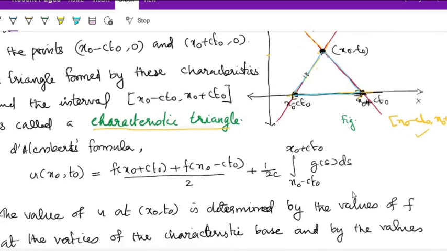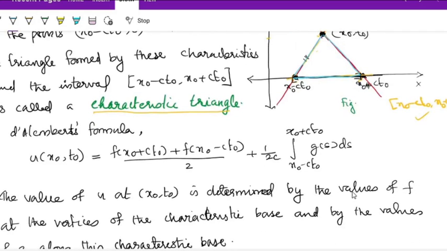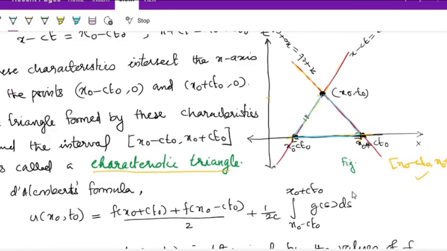From this formula itself, it is clear that the value of u at the point (x0, t0) is determined by the two functions f and g, the initial data. The function f depends only on the points x0 plus ct0 and x0 minus ct0, which are the vertices of the characteristic base, and the function g is integrated along the interval x0 minus ct0 to x0 plus ct0.